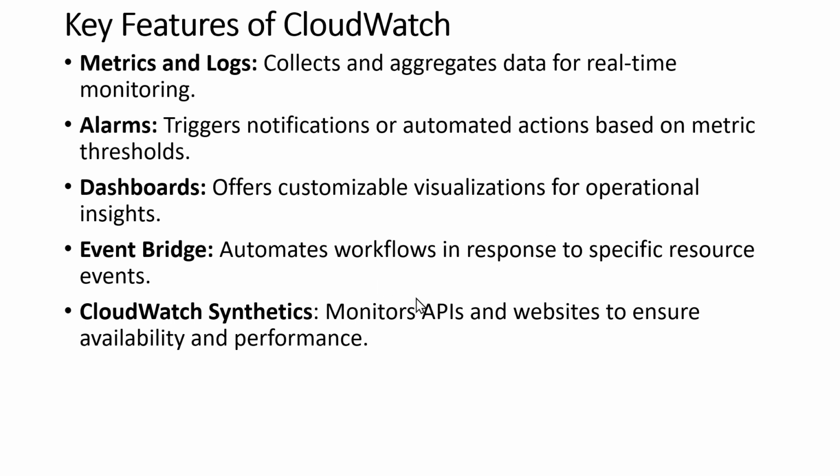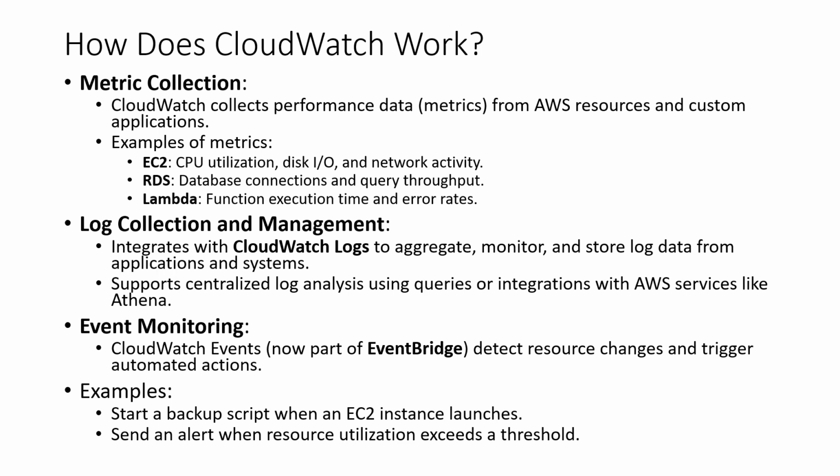So as of now, just keep in mind the scenario I just explained, and how exactly it is going to work. So metric collections, what is it all about? They collect performance data from AWS resources as well as custom applications too. For example, with EC2: CPU utilization, disk input output, network activity, and execution time, error time for log things and all.